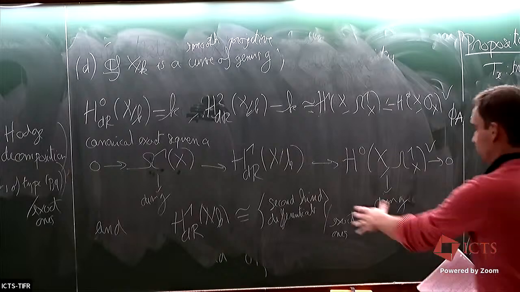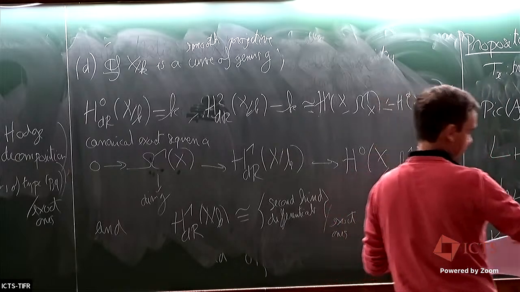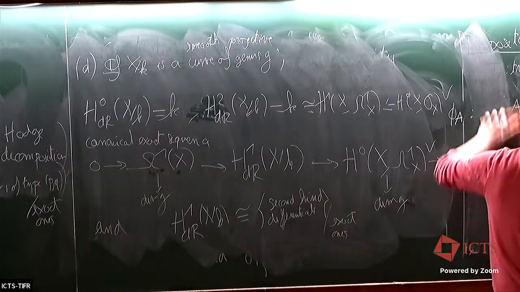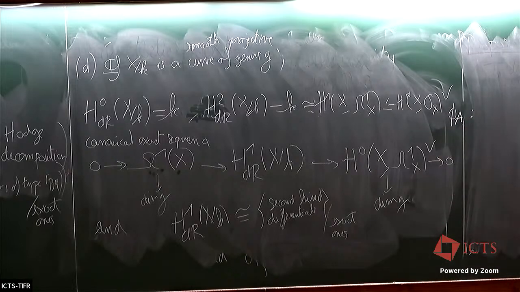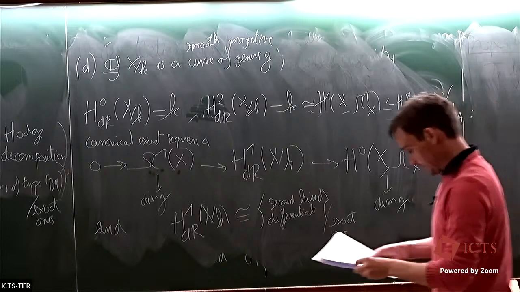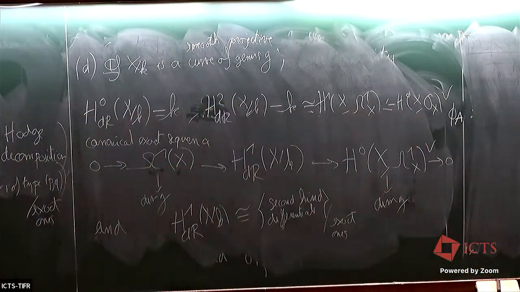Okay, so that's how we can see what happens for the de Rham cohomology for curves. All right, I haven't talked about abelian varieties.